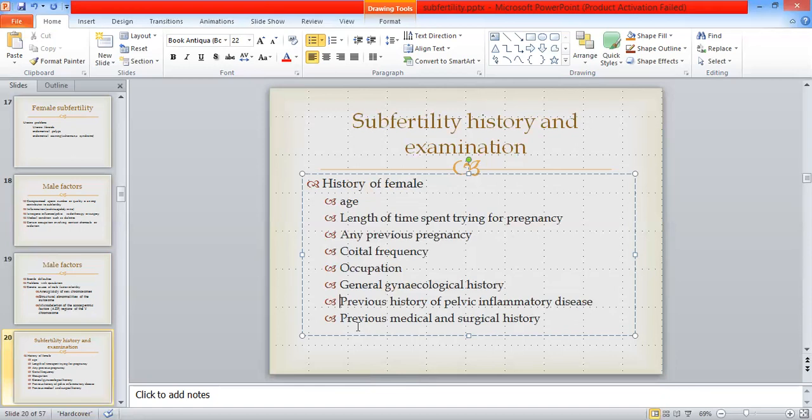From the surgical point of view, what is important is mostly pelvic surgery. Also abdominal surgery, but pelvic surgery is more important. If the patient has had any tubal surgery, any surgery for cyst, any surgery for fibroid, then there are chances of tubal damage or some adhesion. So the patient has difficulty in conceiving. So all these points should be asked from the female partner while taking history relating to subfertility.